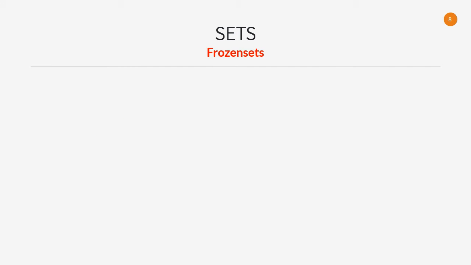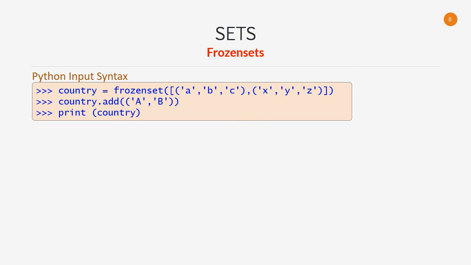Another kind of set is known as a frozen set. The difference between a frozen set and a set is that though the objects of a set are immutable, the set as a whole is mutable. But frozen sets are sets which are not mutable as a whole either, which means that neither can we manipulate the elements of the frozen set, nor can we manipulate the frozen set as a whole. Let's have a look at the example.